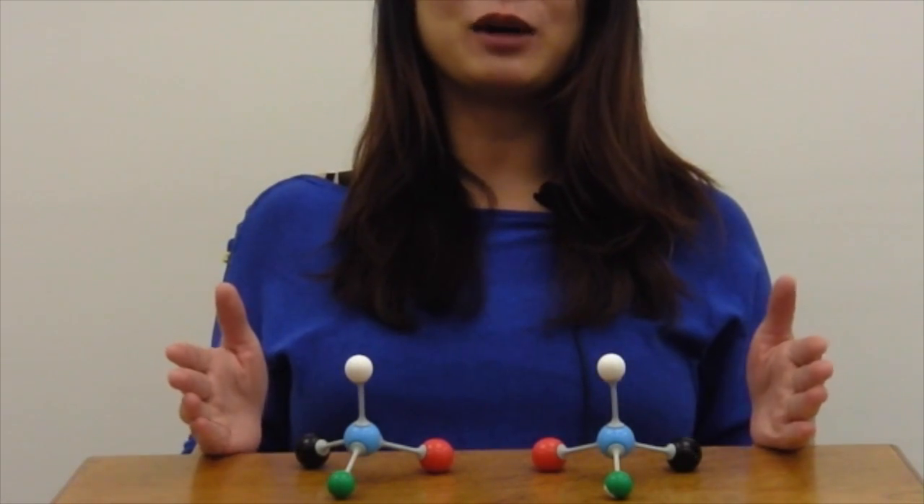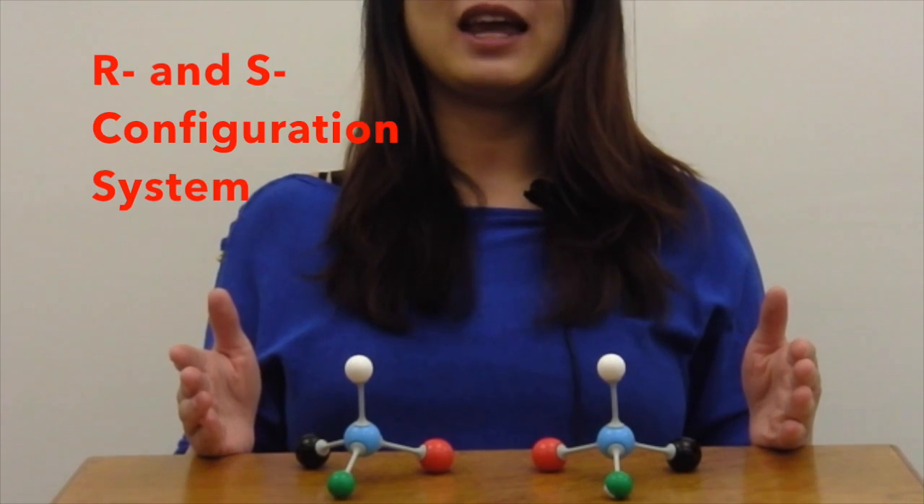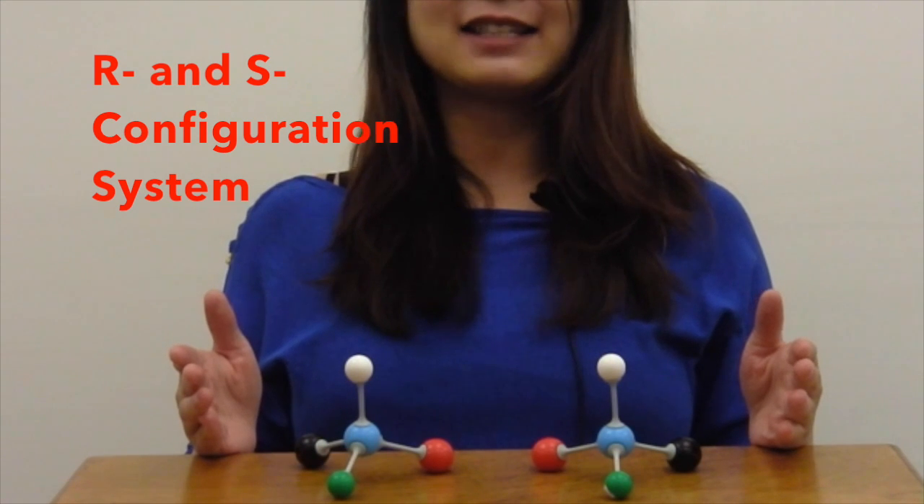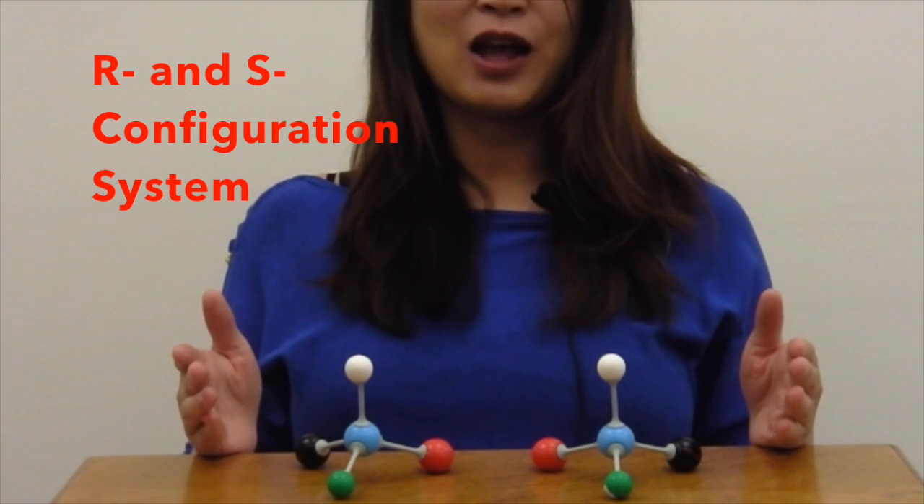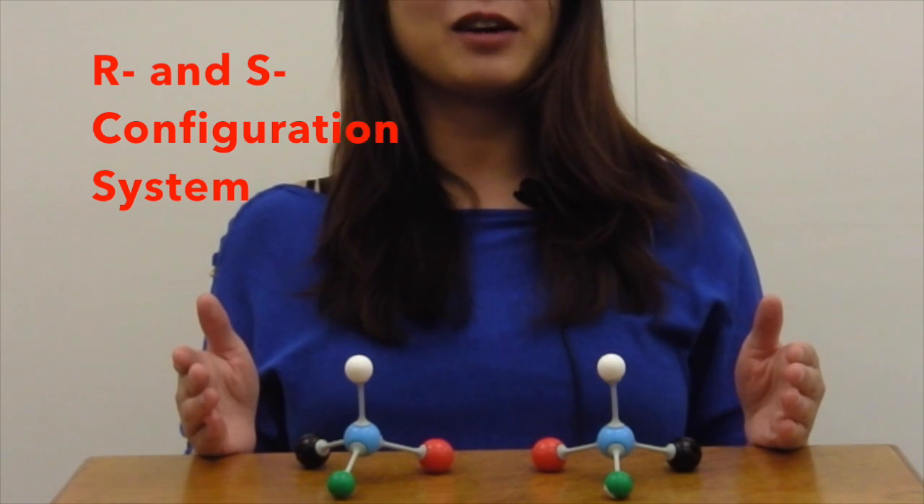For this kind of molecule, we have a specific naming system. It is called the R and S configuration system. So one of these two molecules is R, the other of them is S.